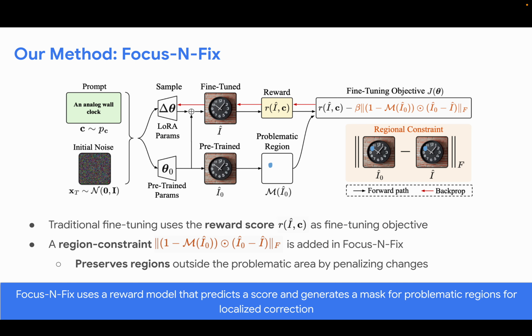Here is an overview of our proposed method. While traditional reward fine-tuning relies on score-based rewards, our approach additionally leverages the localization of problematic regions within the generated image. For a given prompt, we sample a reference image from the original pre-trained model and a new image from the model being fine-tuned. We then predict a mask that identifies the problematic regions. Finally, we introduce a regional constraint to the reward function that preserves the desirable areas of the image by penalizing changes outside the identified problematic regions.